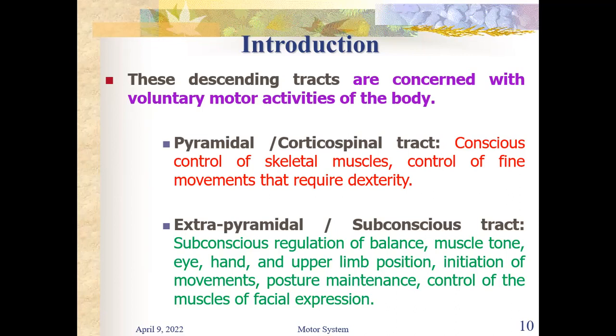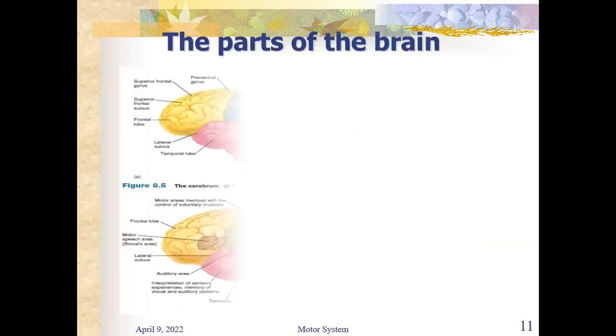The extrapyramidal subconscious tracts are concerned with muscle tone regulation, subconscious regulation of balance, hand, eye, and upper limb position, movement, initiation of movement, posture maintenance, control of muscles of facial expression. So those are the functions of the extrapyramidal subconscious tracts. That's why they're called subconscious tracts.